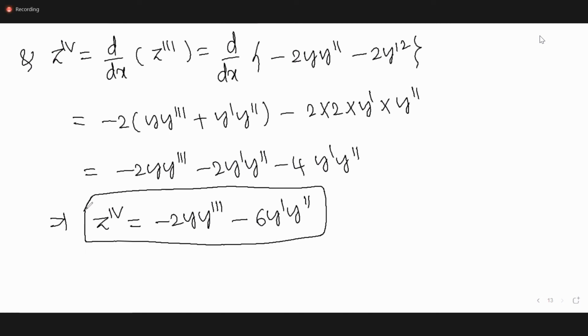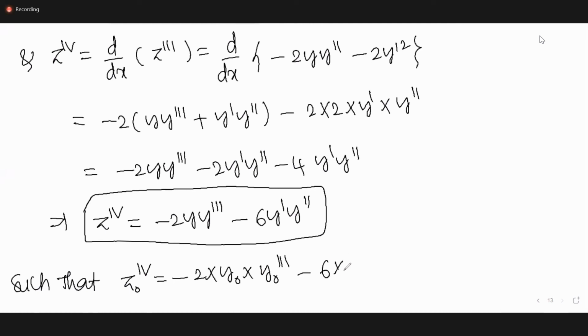such that z naught fourth derivative is equal to minus 2 into y naught y naught triple derivative minus 6 into y naught dash y naught double dash. So minus 2 into y naught is 2 y naught triple dash. What is y naught triple dash?